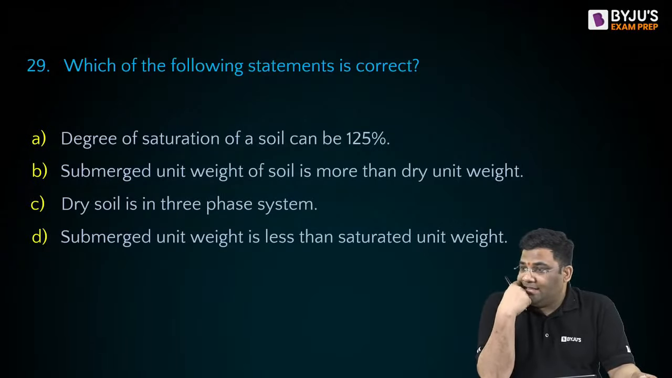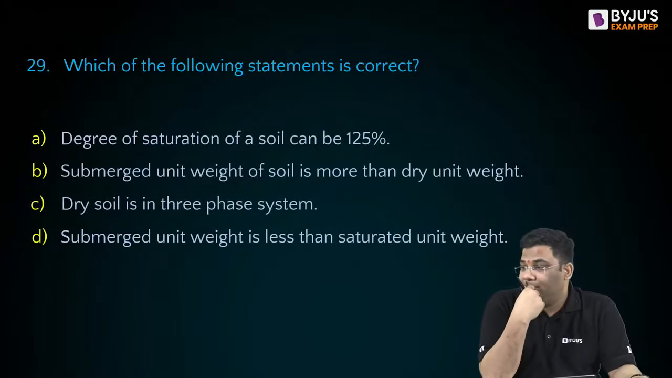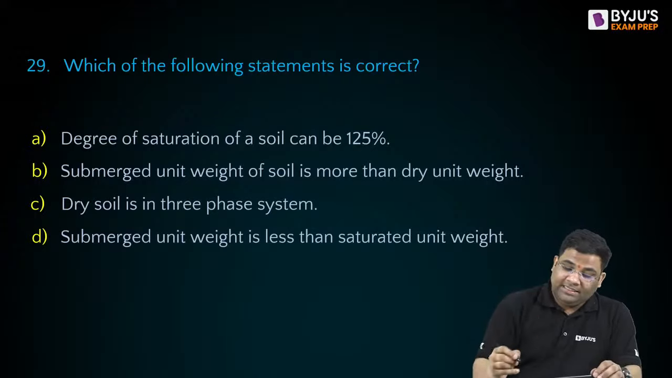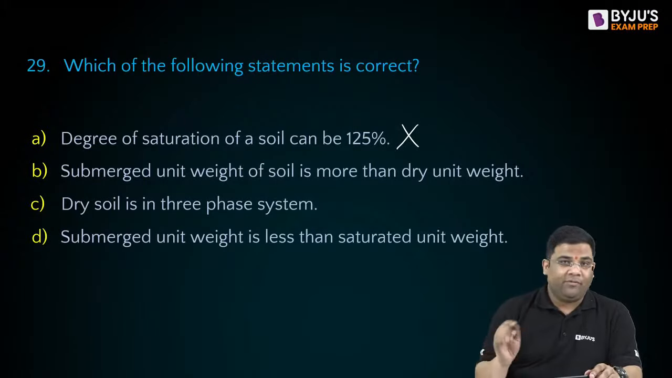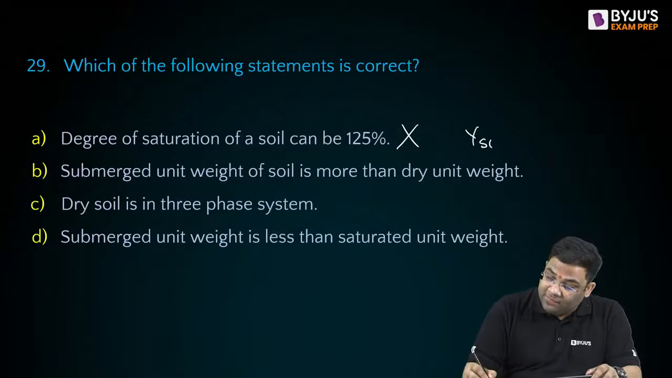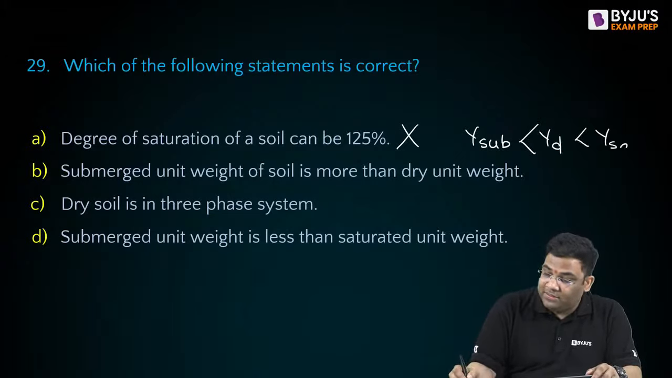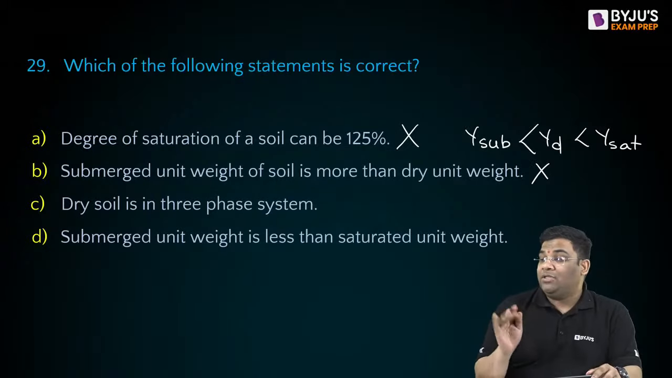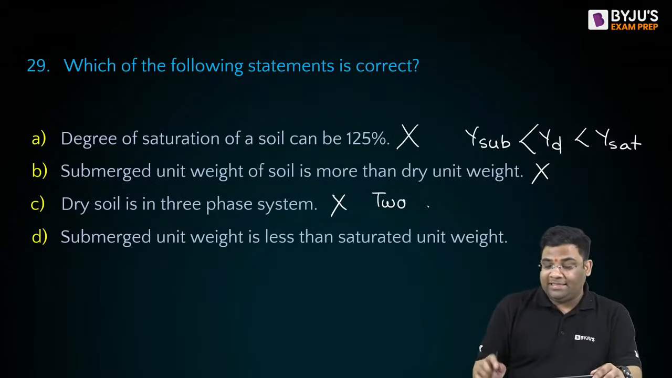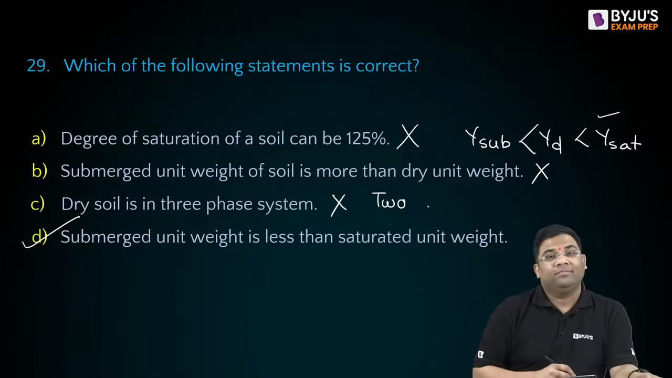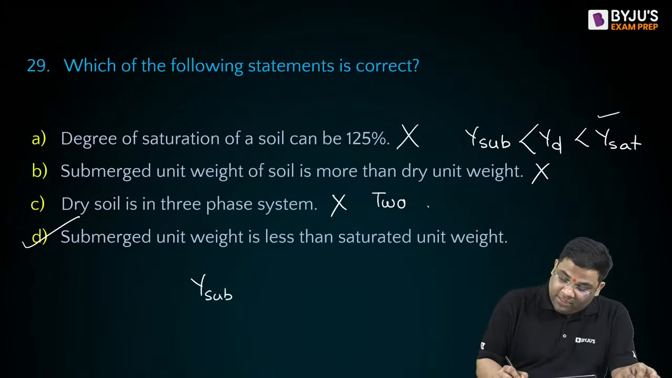Ayush is answering C and Karthik is answering D. Hanif is answering D, Samriddhi D. Very good. Degree of saturation cannot be more than 100%, so that is wrong. Submerged unit weight is more than dry unit weight? No, it is less than that. Submerged is the minimum one, remember this. So this is wrong. Dry soil is not a three-phase system, it is a two-phase system. And submerged unit weight is less than saturated. Yes, it is correct. Very good. Submerged unit weight is equal to saturated minus gamma W, so obviously it will be less.